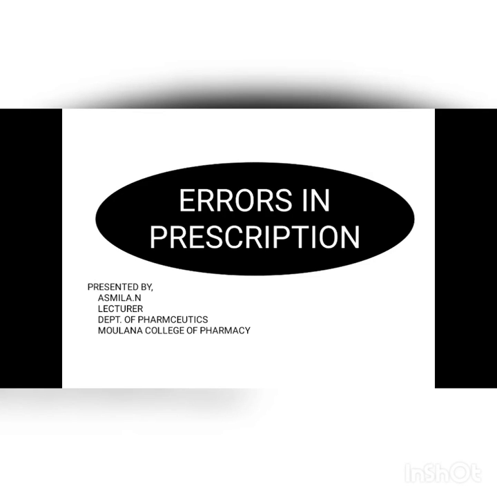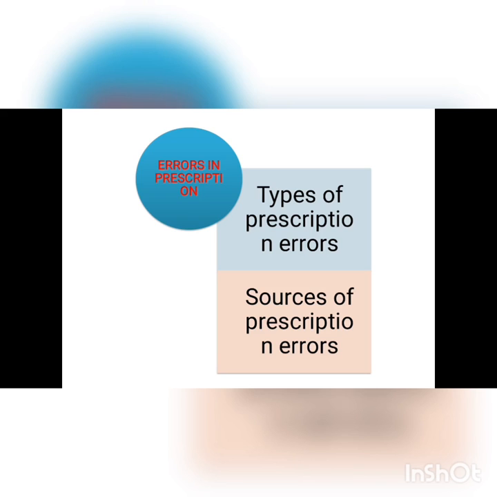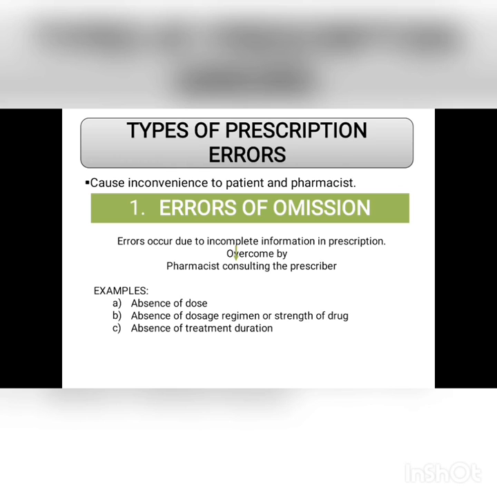So now we have to discuss the topic errors in prescription, that is, the mistakes which may occur in the prescription. Under the topic errors in prescription we have to discuss two subtopics: first, types of prescription errors, and second, sources of prescription errors. First we start with types of prescription errors.